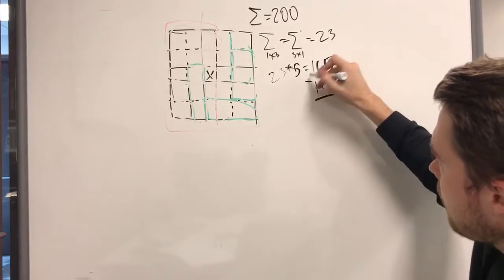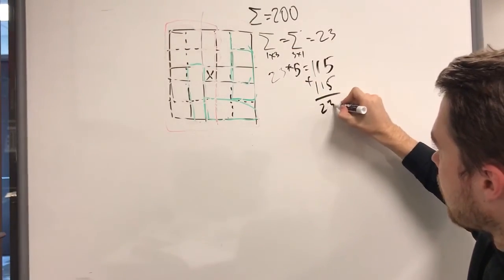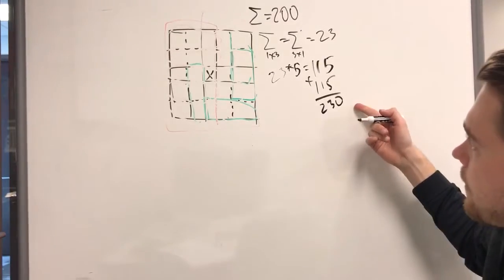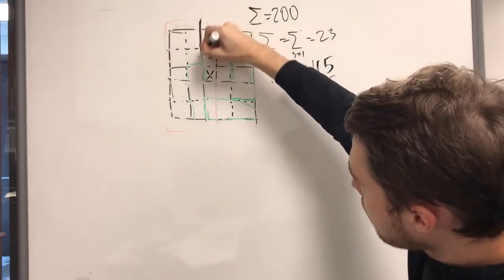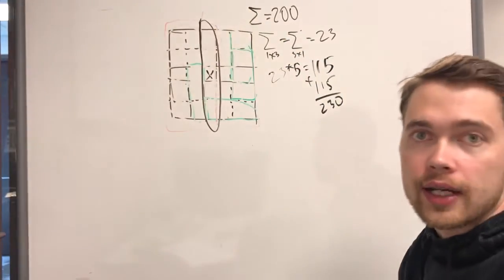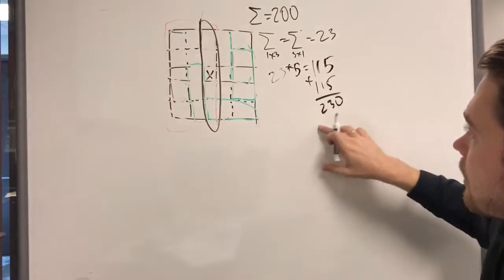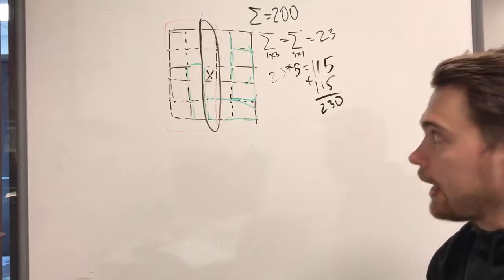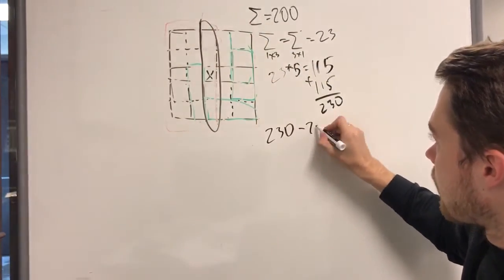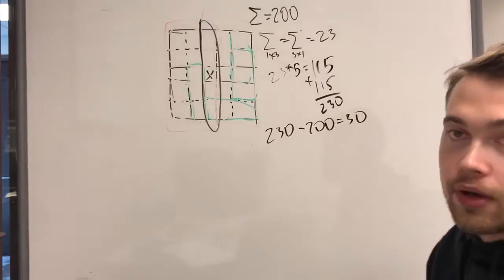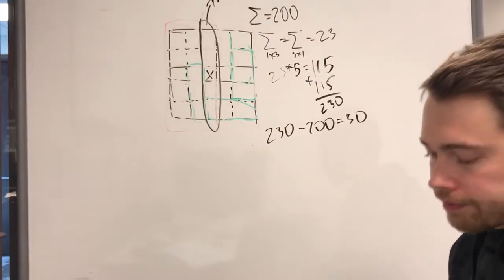Now if I sum up these two numbers, 115 and 115, I'll get 230. And what is this? That's basically this 200, plus this column calculated twice. It's included in the first sum and in the second sum, so it's included in this 230 twice. That's why the sum of this column is going to be 230 minus 200, which equals 30.